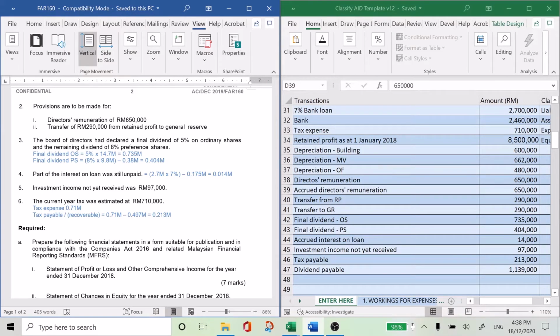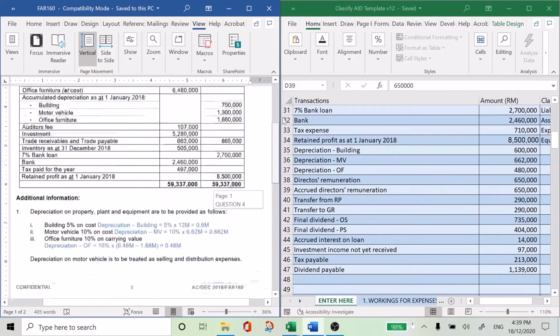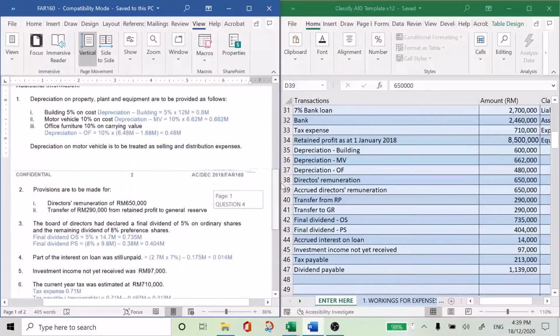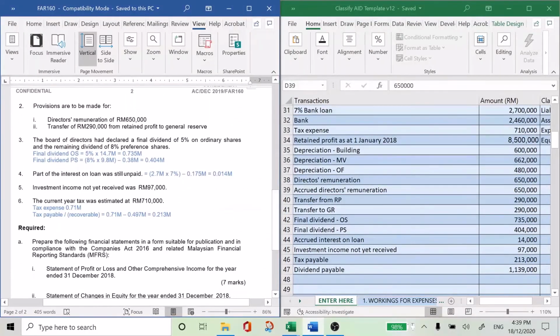So when we calculate the final dividend for preference shares, we have to take into account if there is any interim dividend. We have to deduct it, and then the balance is your final dividend for preference shares. Unlike ordinary shares, there is no limit; they can receive as much as possible. So final dividend 5% of ordinary shares, meaning 5% of the balance in the trial balance here, 14.7 million, is equal to 735,000.